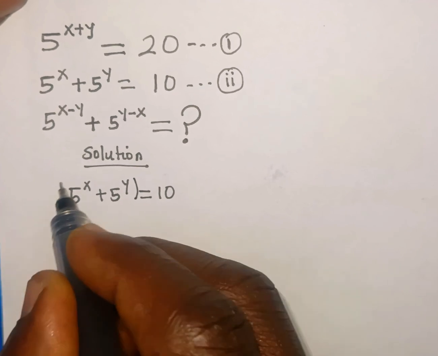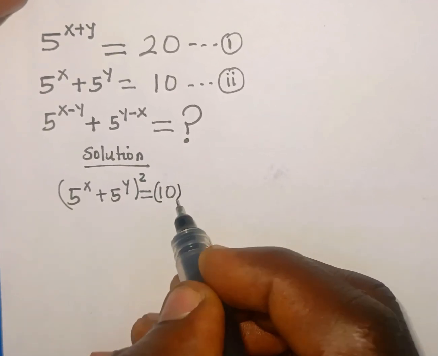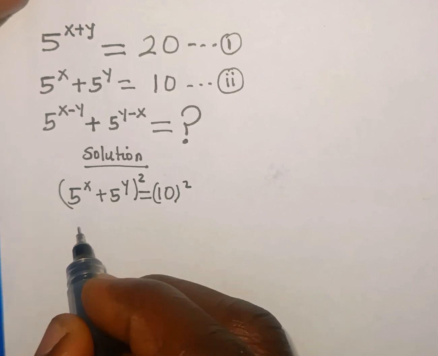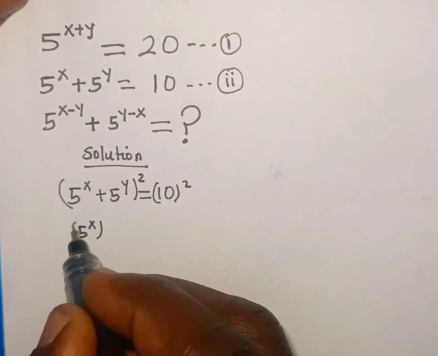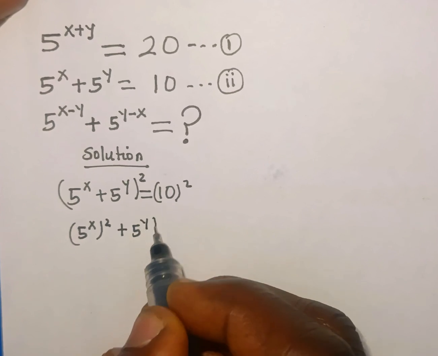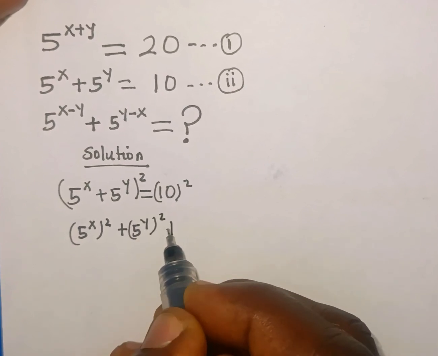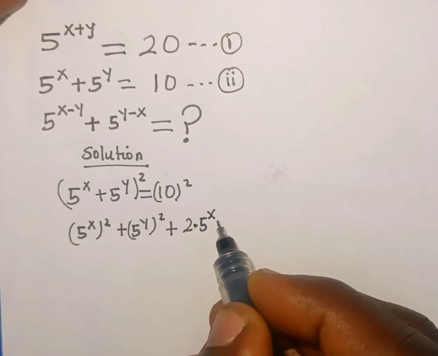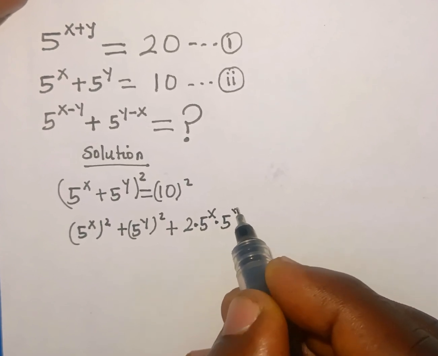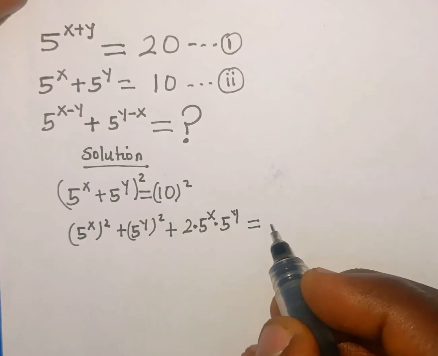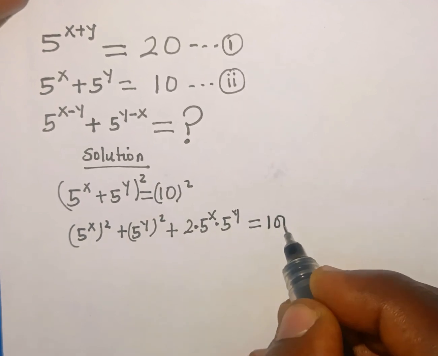So we square the left hand side and also the right hand side, so that when we expand this bracket, it's going to give us 5 to the power of x all squared, plus 5 to the power of y all squared, plus 2 multiplied by 5 to the power of x, multiplied by 5 to the power of y, which is going to be equal to 10 squared, implies 10 multiplied by 10, which is going to give us 100.